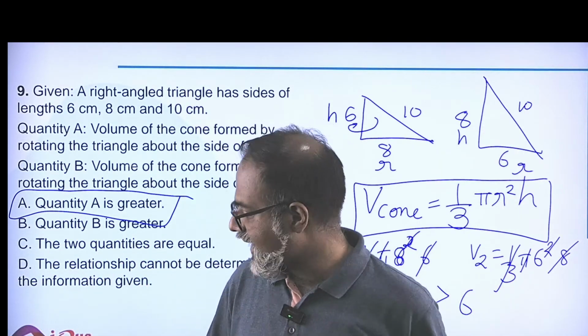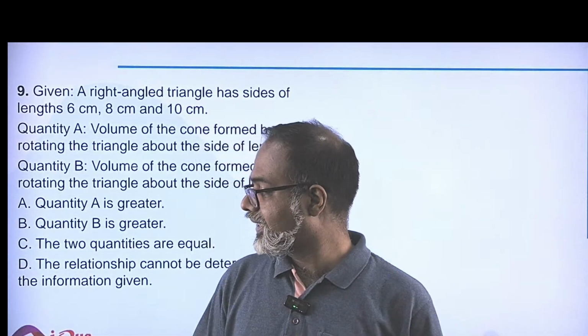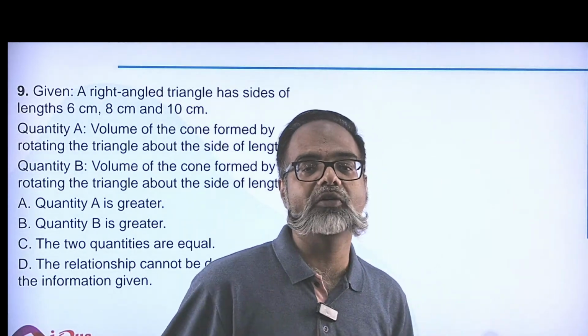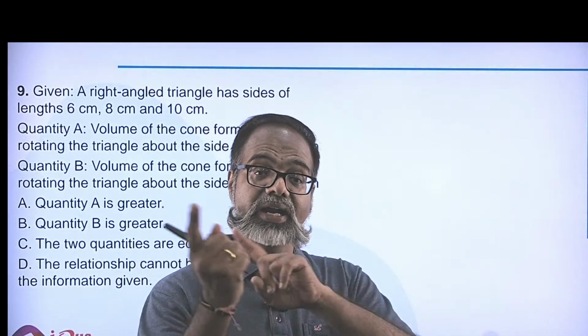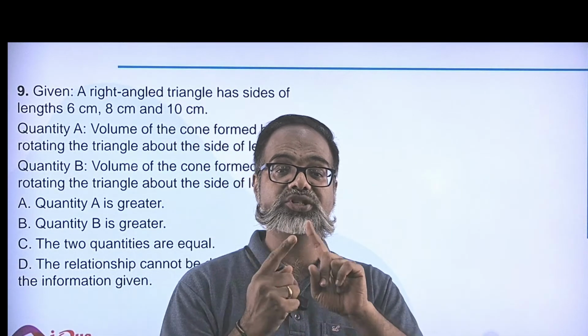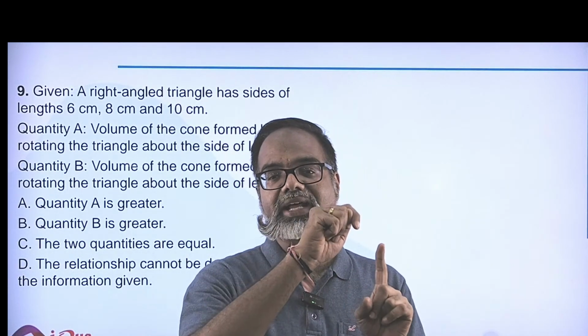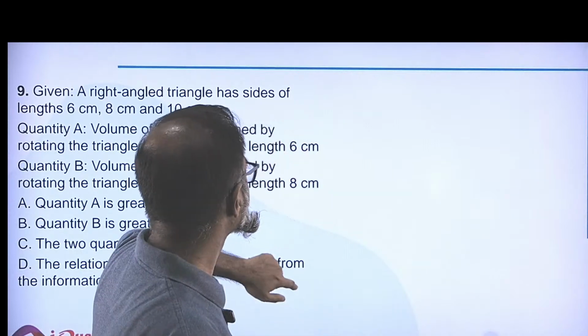So this is definitely an easy question, but it sorely depended upon whether you remember your basic fundae of formulas and understand when something is rotated, when a triangle is rotated to form a cone, which is to be taken as the height and which is to be taken as the radius. Okay.